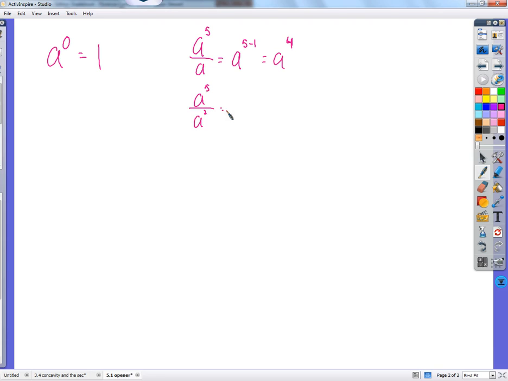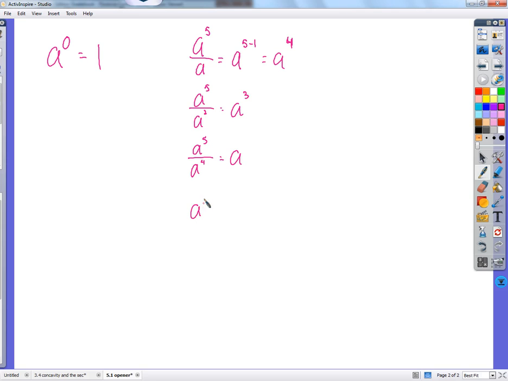A to the third. We're factoring, canceling out two factors of a with two of these factors of a. We're left with a to the third. A to the fifth over a to the fourth. Just jump right up through the third, go to the fourth, that'd be what? A to the first. Yes. Right? A to the first is just a, one factor of a.